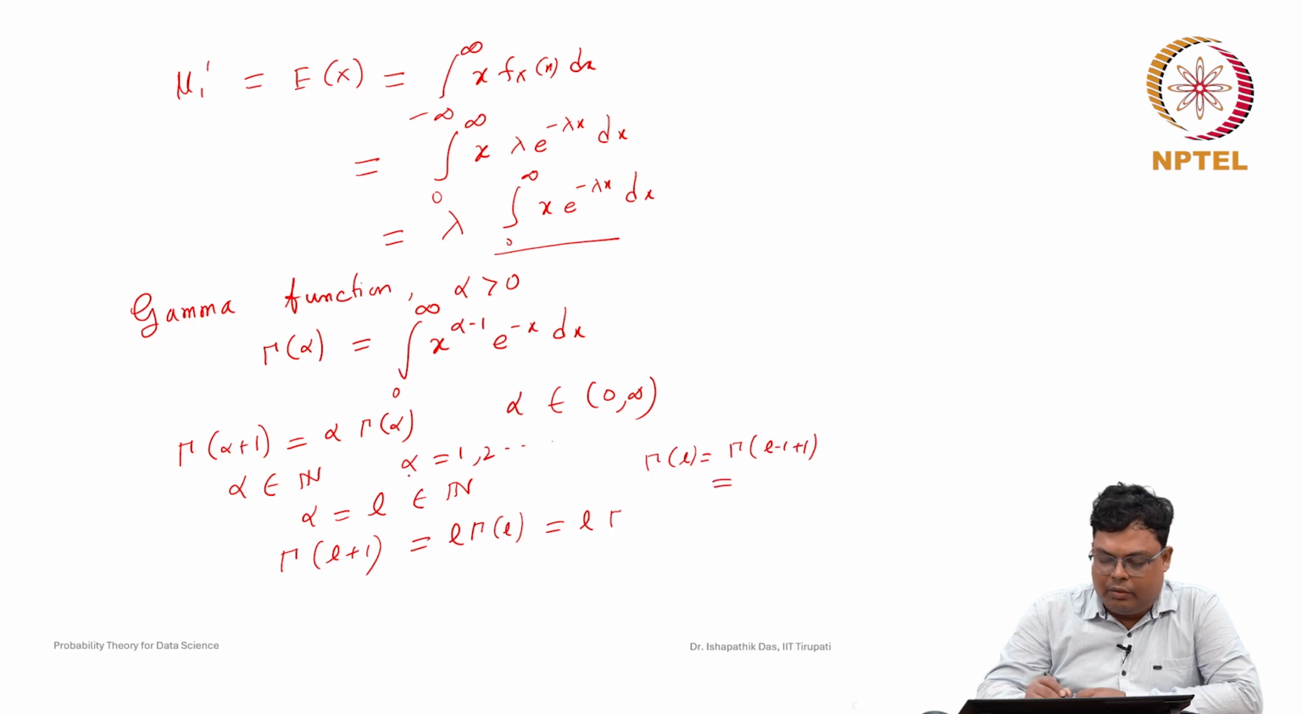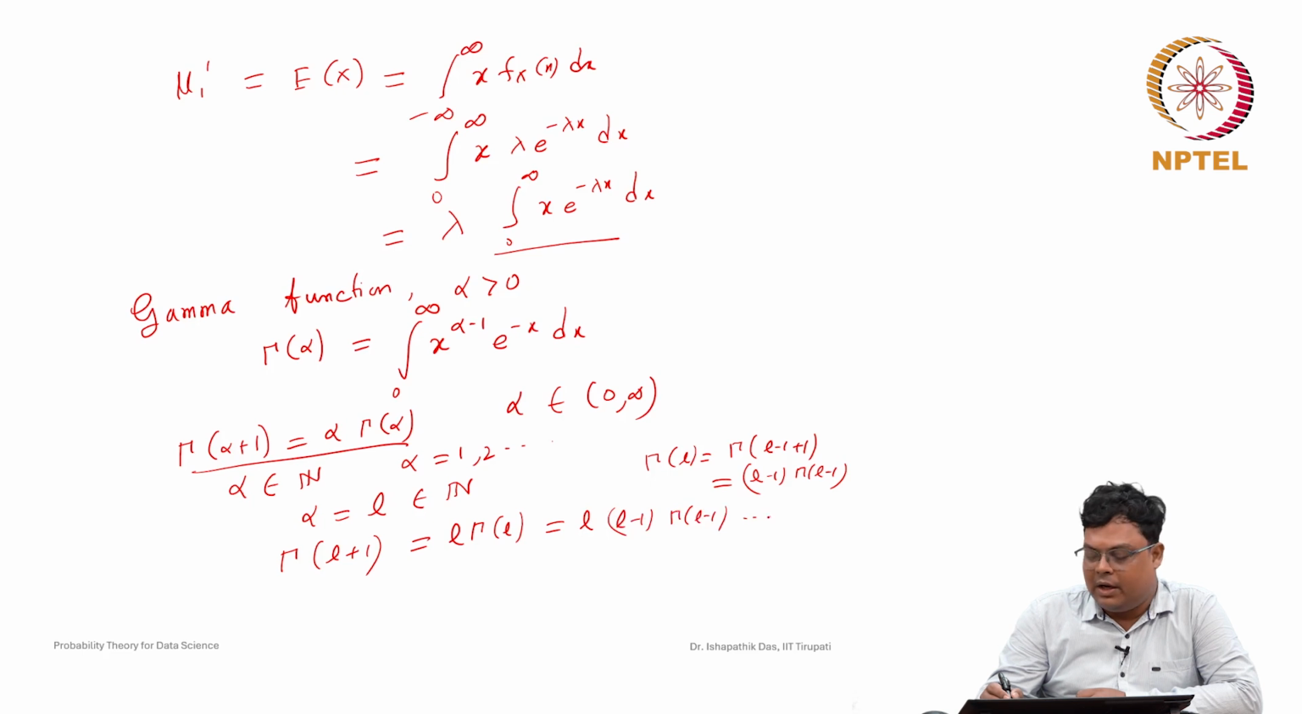So, we use this formula again, it is true. So, this is nothing but L minus 1 gamma L minus 1. So, this is nothing but L into L minus 1 gamma L minus 1. This can be continued as long as L is an integer. So, we can continue up to L, L minus 1, and so on down to gamma 1.